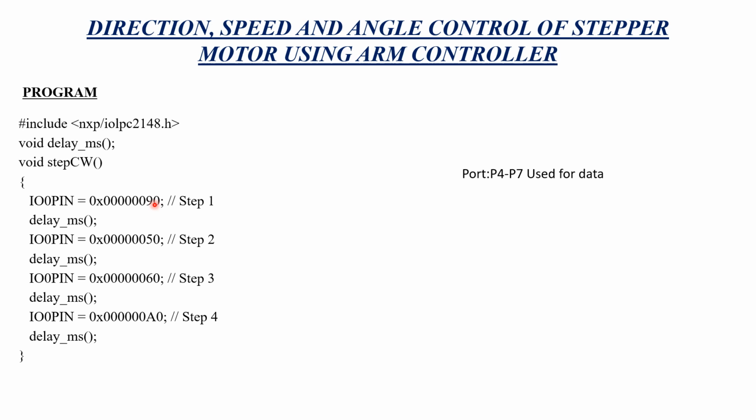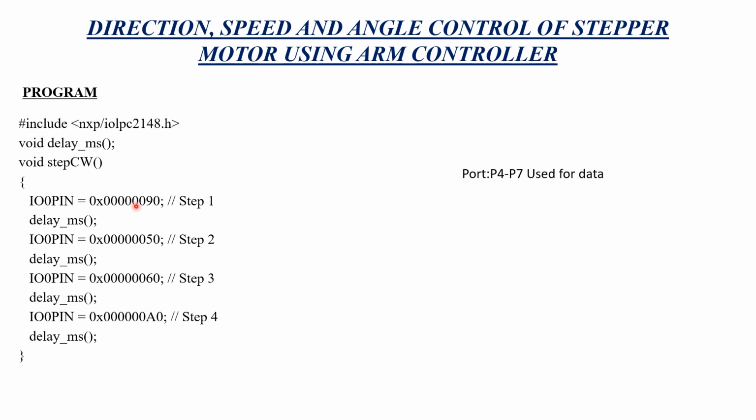The port pins we have used here are for the data we want to send through the output port. Port 0 to 3 I have not used, so I have just declared them as 0, 0, 0. Then port 4 to 7 is used for storing the sequence of data. That's why it is given as 90, 50, 60, A0. Basically, we are giving the data 956A for energizing the motor in the clockwise direction, because port 4 to 7 is connected.